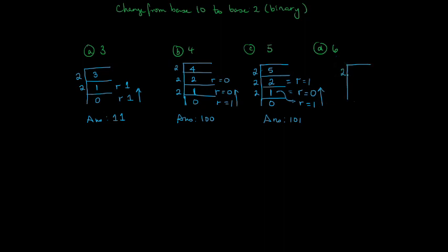Alright, so we're going to do now 6. 2 into 6 goes 3 times, and 2 times 3 is 6. So 6 minus 6 will give a remainder of 0. Then we said 2 into 3 goes once. So 2 times 1 is 2, so 3 minus 2 is equal to 1. That's our remainder right there of 1. 2 into 1 cannot happen. So then we have a remainder of 1. So the answer would be 1, 1, 0.